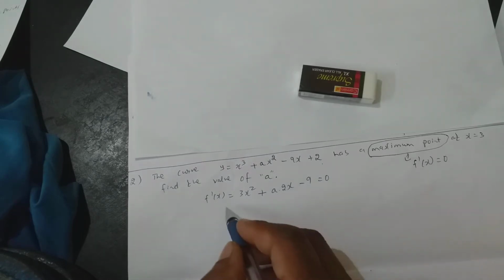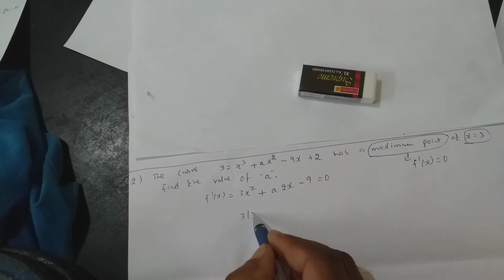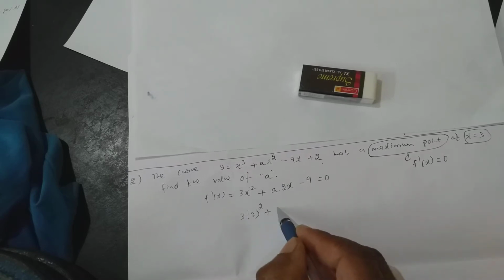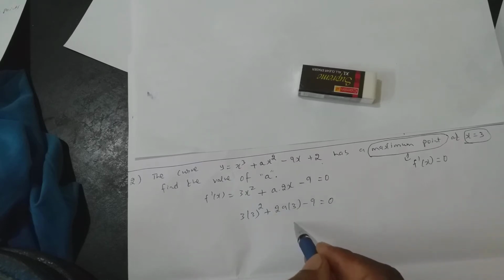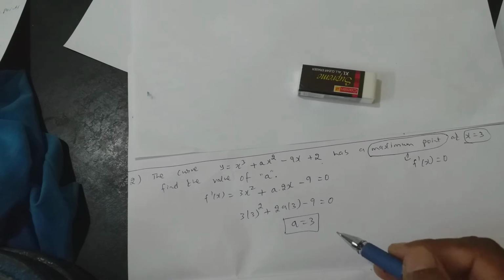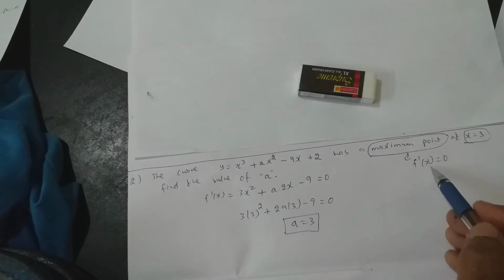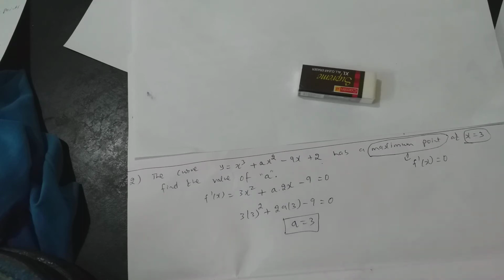Right? For what value of x is it 0? When x is 3 it is 0. So replace x by 3. So 3 into 9 plus 2 into a into 3 minus 9 equal to 0. From this I get the value of a to be 3. Is it clear? It is stationary at x equal to 3, so I am replacing x equal to 3. Whatever is given, use all of it to get the result. Am I clear?